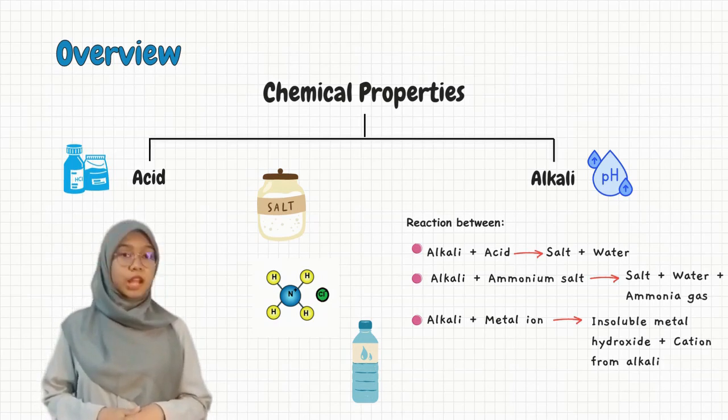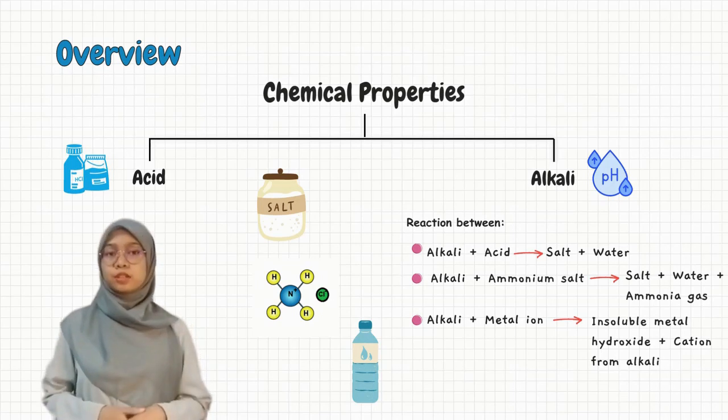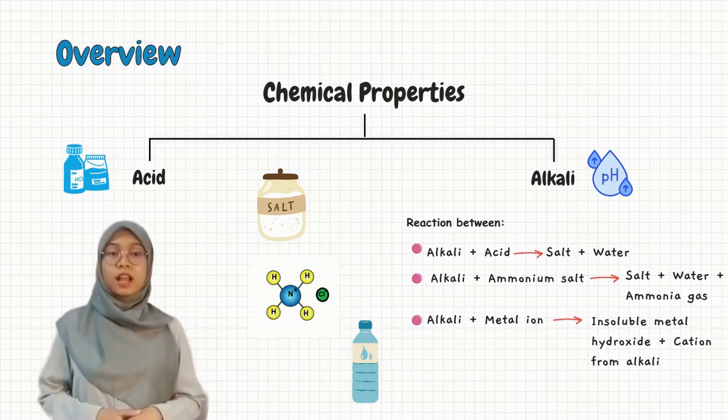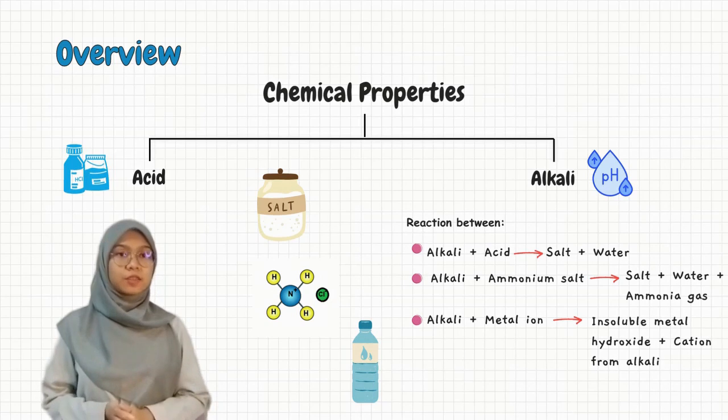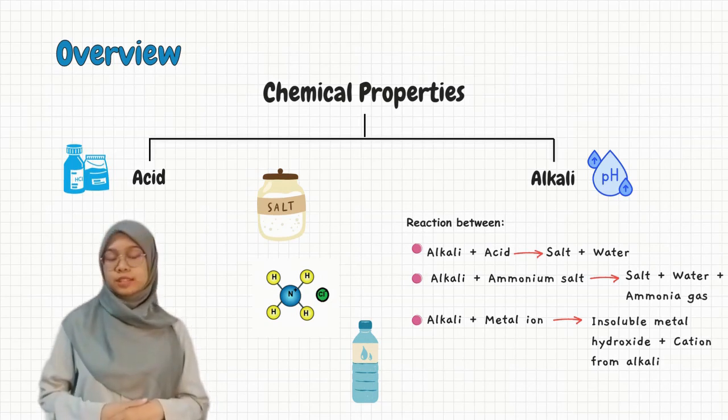Next, we have a reaction between alkali and ammonium salt. That reaction will produce salt, water, and ammonia gas. Lastly, we have alkali reacting with metal ion. It will produce insoluble metal hydroxide and the cation from the alkali.